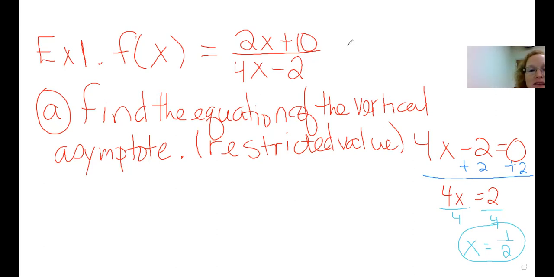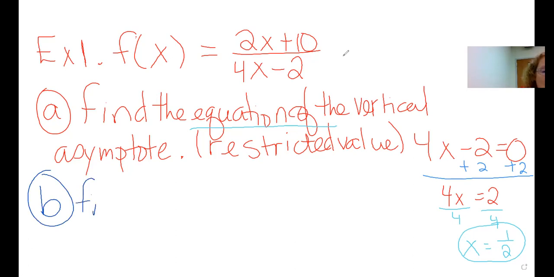And the reason that you have to say that is because of this right here. They ask you for the equation. And an equation means that you have a variable and an equal sign running around in there, not just a number. So you can't just say 1/2, even though that is the correct number for the vertical asymptote, because you wouldn't get the correct answer since they wanted the x equals part in there.